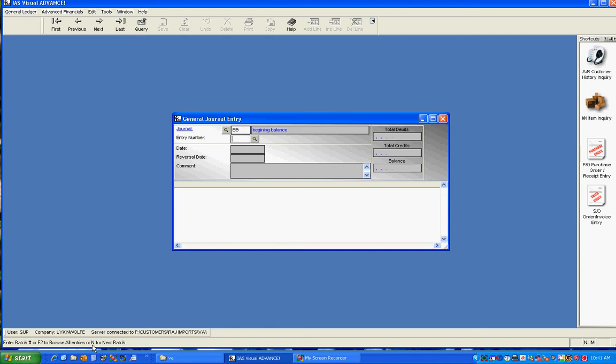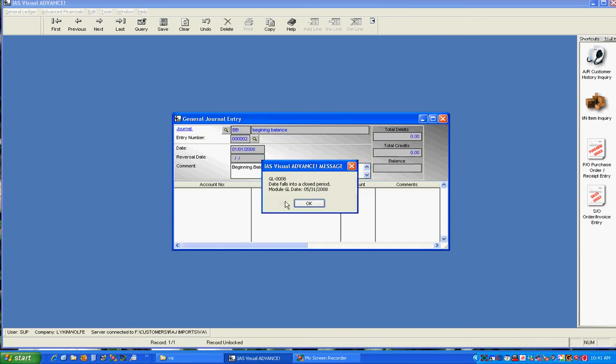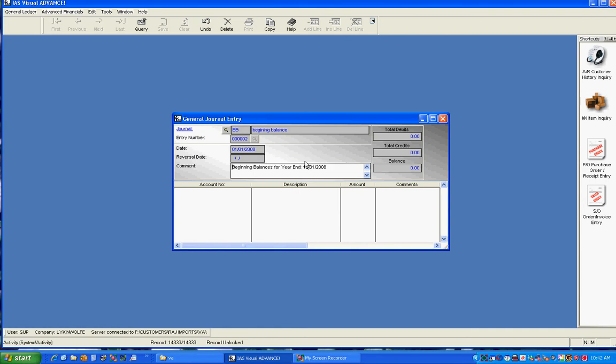Or it says to hit N for the next batch. This will automatically increment my batch number. So when I hit N here, it's going to automatically assign it a number, and I'm going to say yes. And it's giving me a little problem because it thinks that it actually wants to do beginning balances as of 2007, and we'll fix that in a minute.